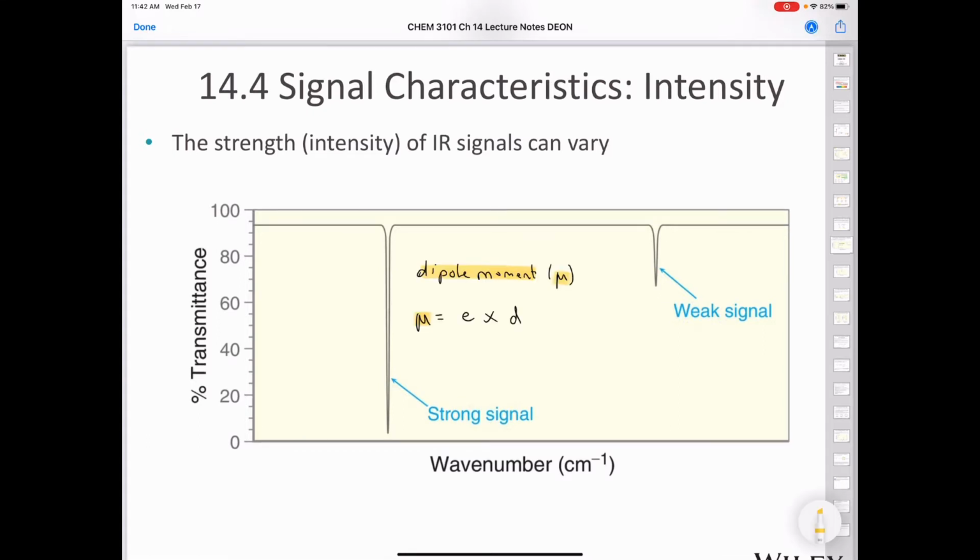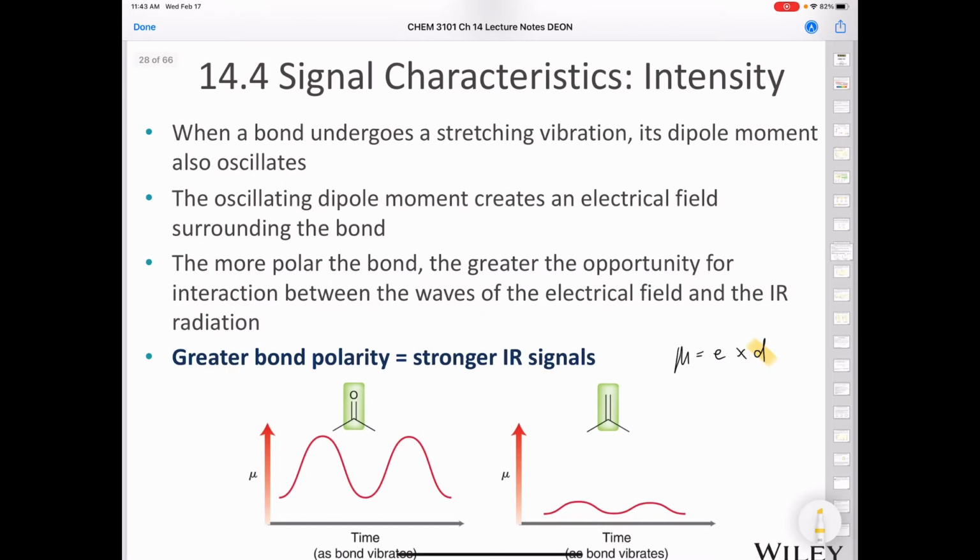Recall that dipole moment mu is defined by this equation. Mu is equal to E times D, where E is the strength of the partial charges, delta plus and delta minus, and D is the distance separating those partial charges. Now consider what happens to the strength of the dipole moment as a bond stretches. As a bond vibrates, the distance between the partial charges is constantly changing, which means that the strength of the dipole moment also changes with time.